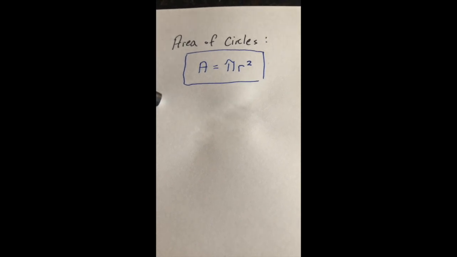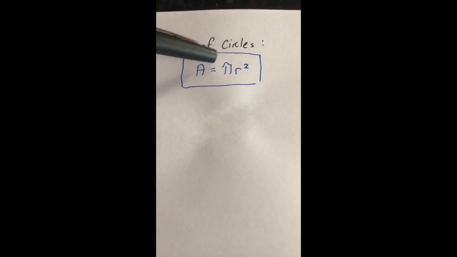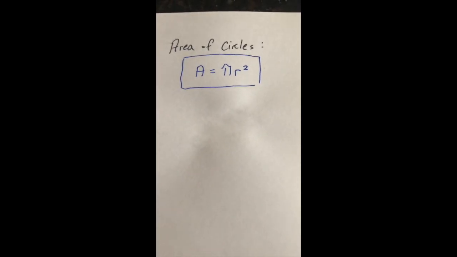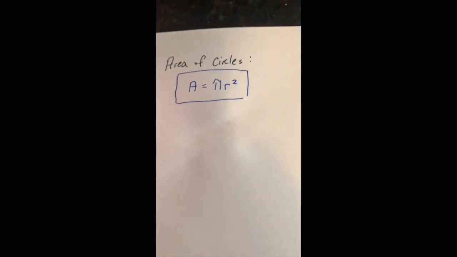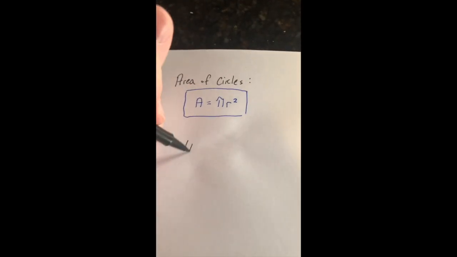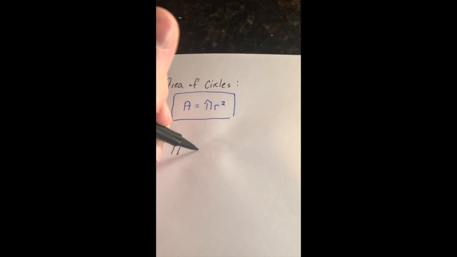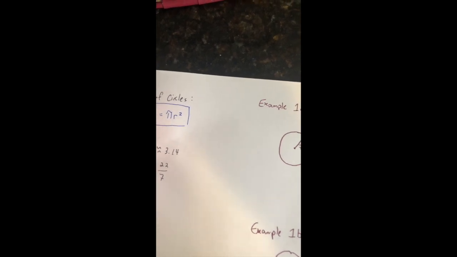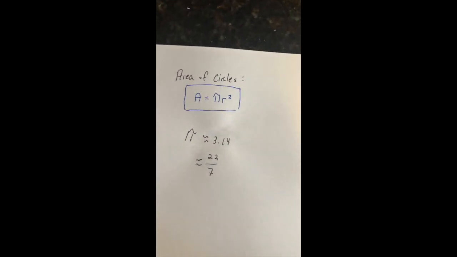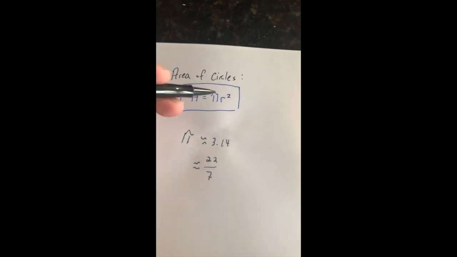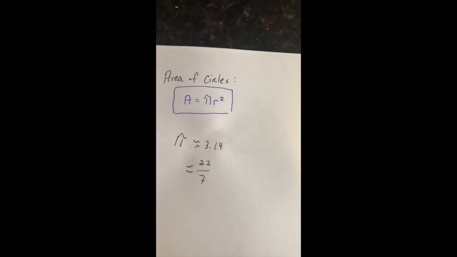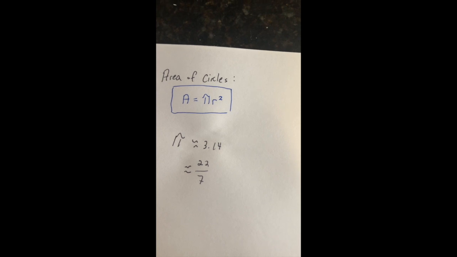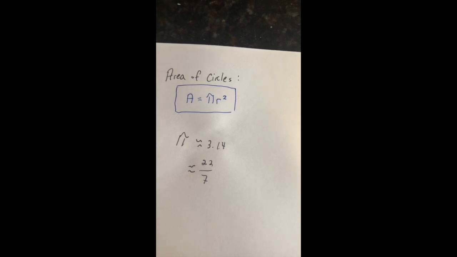Again, area of a circle is equal to pi. And remember, pi we are going to use either as an approximation of 3.14, or we are going to use 22/7. So either one, okay? It's going to be our approximation. R is the radius. As a reminder, radius is half of the distance across a circle.